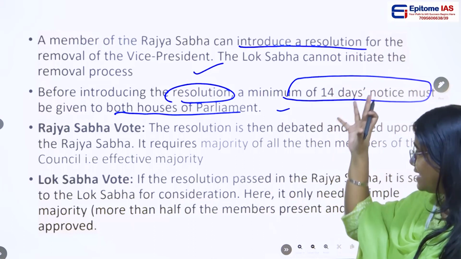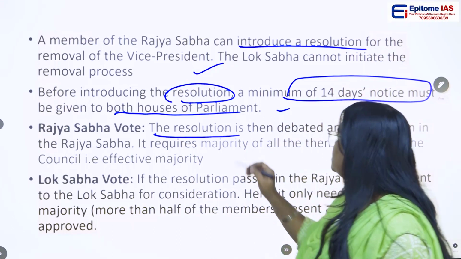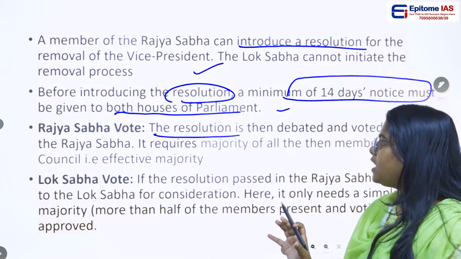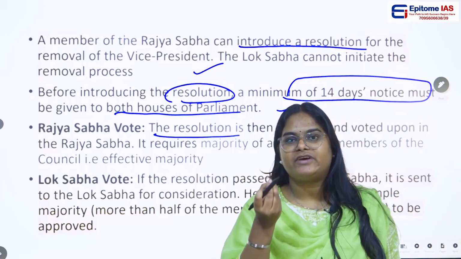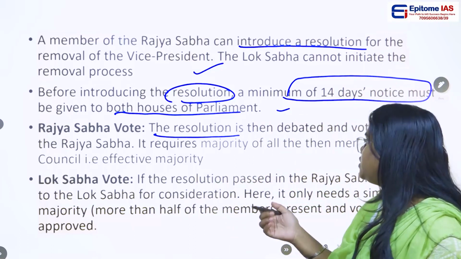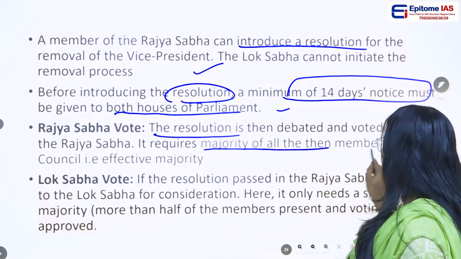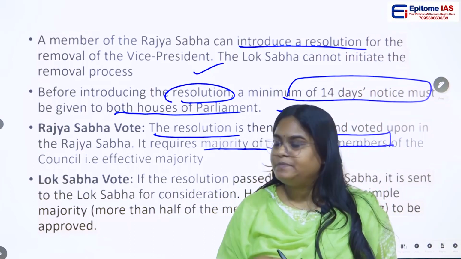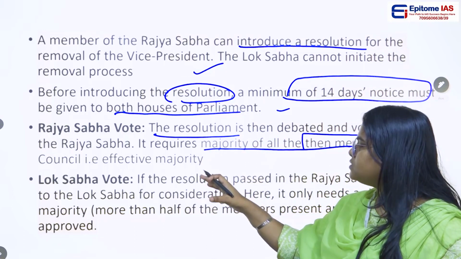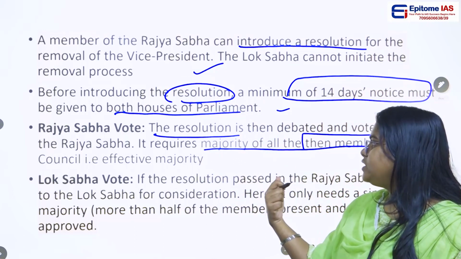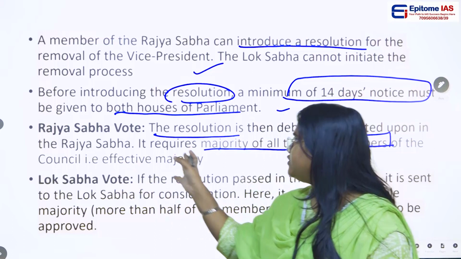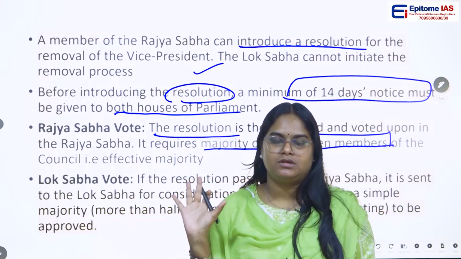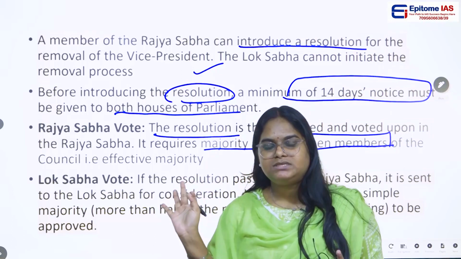Then this particular resolution is debated and voted in Rajya Sabha, and how much majority is needed? It is the effective majority. What is effective majority? It requires the majority of all the then members of the house. We can also call this effective majority. This is needed in the Rajya Sabha to pass this resolution. So the resolution is only passed in Rajya Sabha.